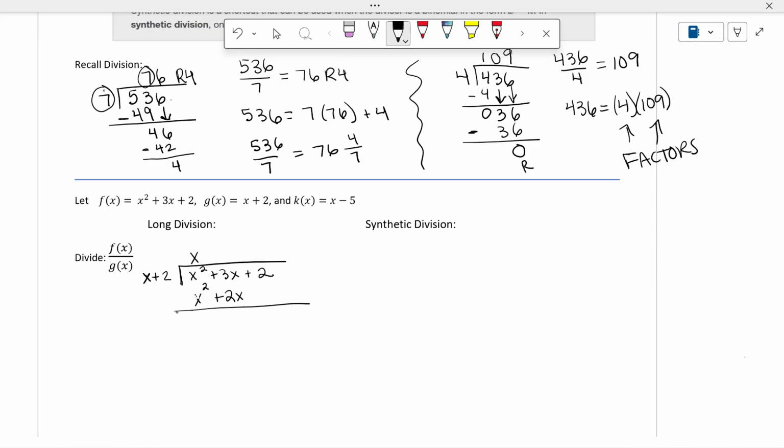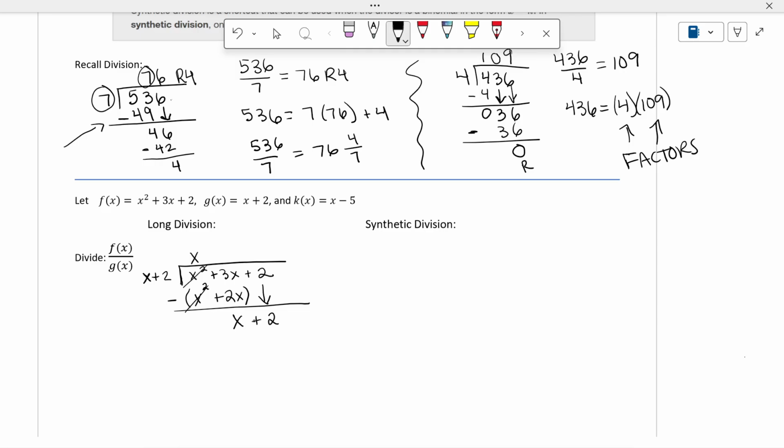Now, what did we do with those two lines? If we look up here, we subtracted them. So I'm going to subtract this whole line. I have to be careful now with my signs, right? x squared minus x squared, those are gone. I have a 3x minus 2x. And that's it for the subtracting. And now I bring the plus 2 down.